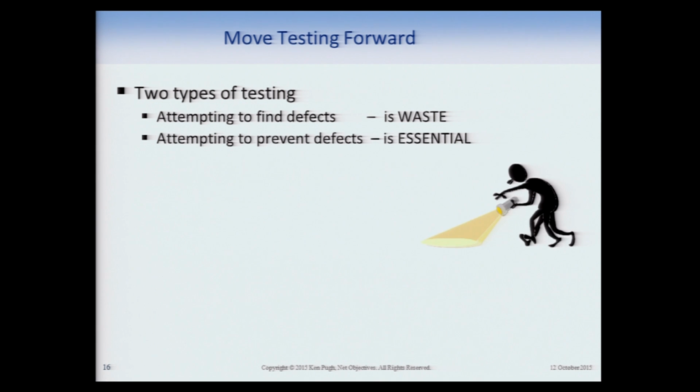So now, we have two different types of testing. Attempting to find defects is waste. Attempting to prevent them is essential. So let me go back to my developer friends here. So now, you're coding away. You got a compile error. Do you report that as a defect? No? You just fix it and go on, right? Okay, so you're missing a library. Do you report that or you just fix it and go on?